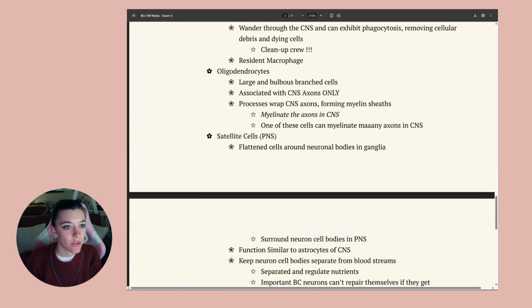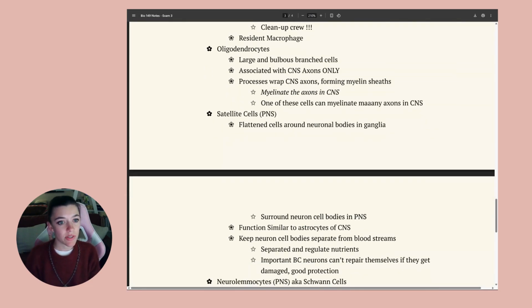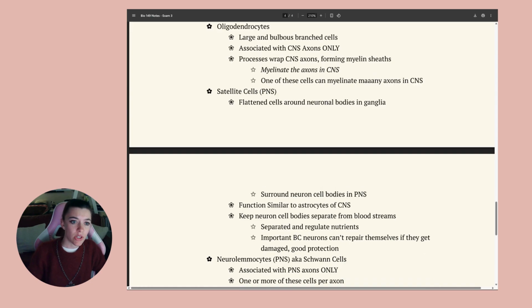Next, let's look at the oligodendrocytes. They're large, bulbous, branched cells associated with the central nervous system axons only. Their processes wrap CNS axons, forming myelin sheaths. Oligodendrocytes myelinate the axons in the CNS. Basically, concisely, that. One of these cells can myelinate many axons.